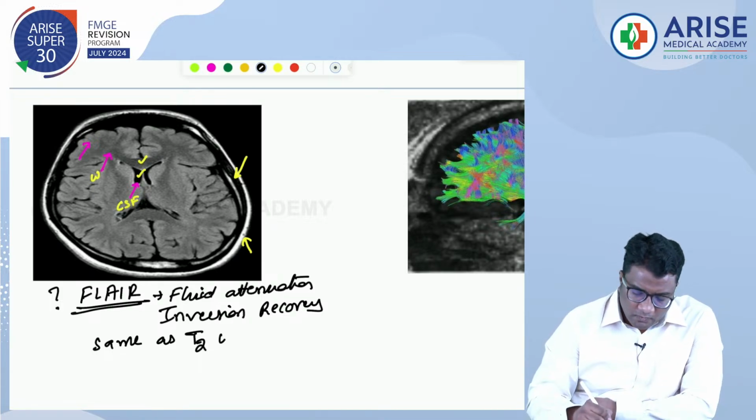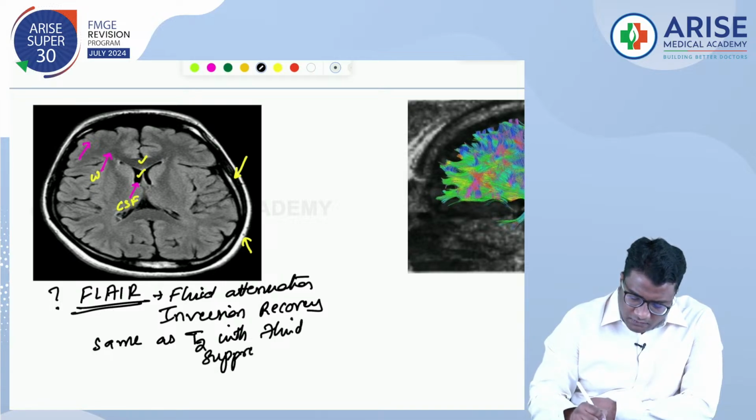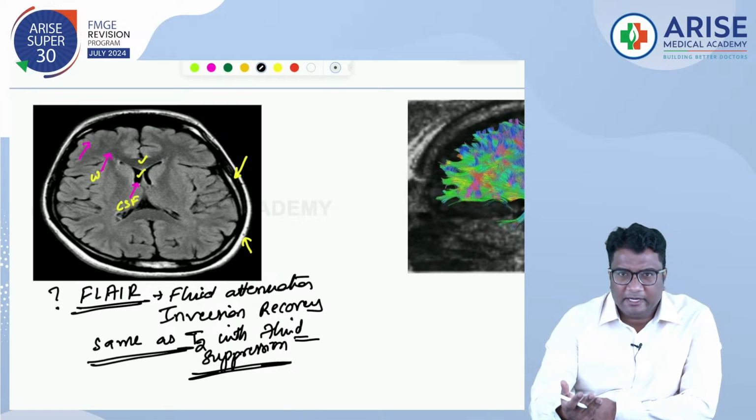Same as T2, but there is fluid suppression. So it is a fluid suppressing sequence. Fluid is dark, same as T2. Gray matter is white, white matter is black. Same as T2 with fluid suppression. This is called FLAIR MRI.